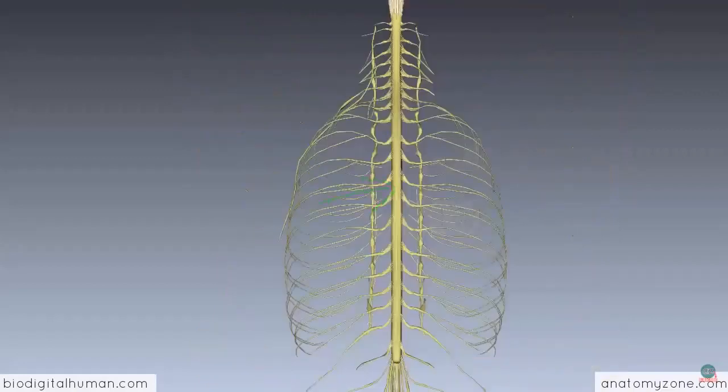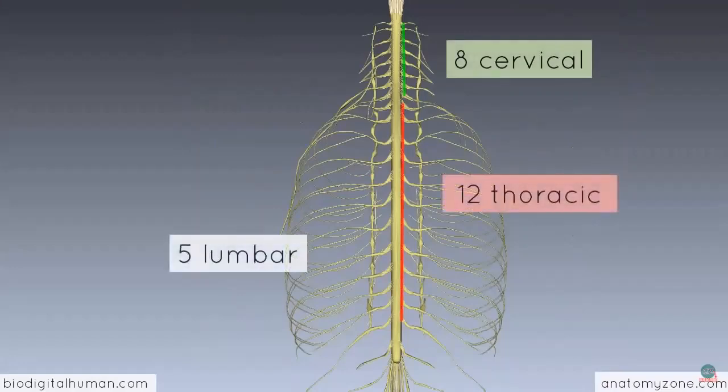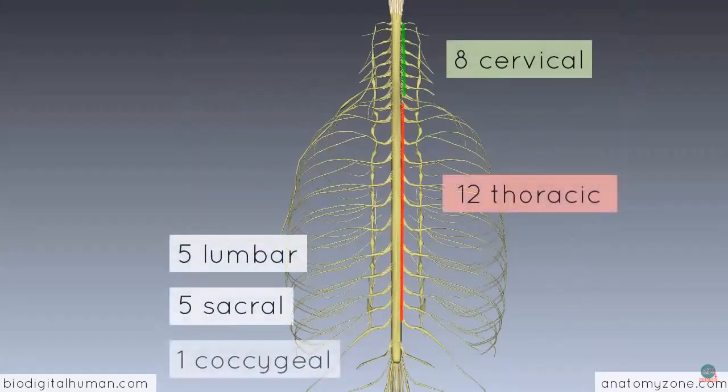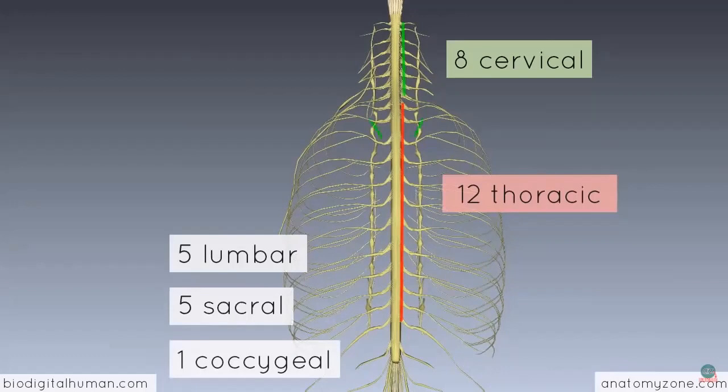The spinal cord is essentially a segmental structure, consisting of 31 segments. You've got 8 cervical, 12 thoracic, 5 lumbar, 5 sacral, and 1 coccygeal segment. These segments give rise to spinal nerves. You can see the spinal nerves coming off either side of the spinal cord, and these spinal nerves are paired. So you've got 31 segments of the spinal cord giving rise to 31 pairs of spinal nerves.